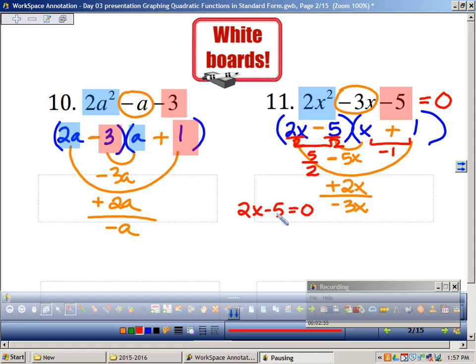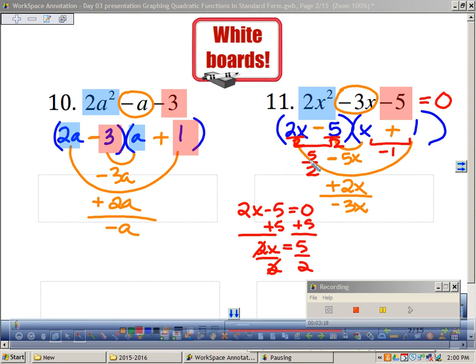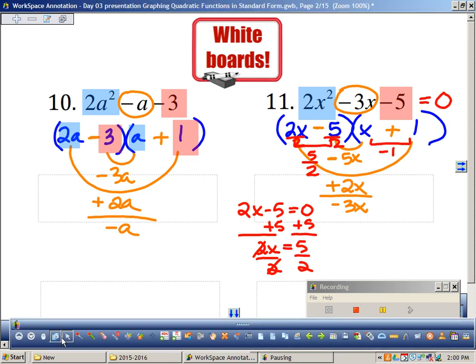My turn. 2x minus 5 equals 0. Add 5 to both sides. 2x equals 5. Who wants to do all this work? I don't want to do all that work. I'd rather just look at it and say, if I divide both of those by 2, I'm going to have 5 halves, negative 5 halves. The opposite of negative 5 halves is positive 5 halves. Okay, let's do another one.